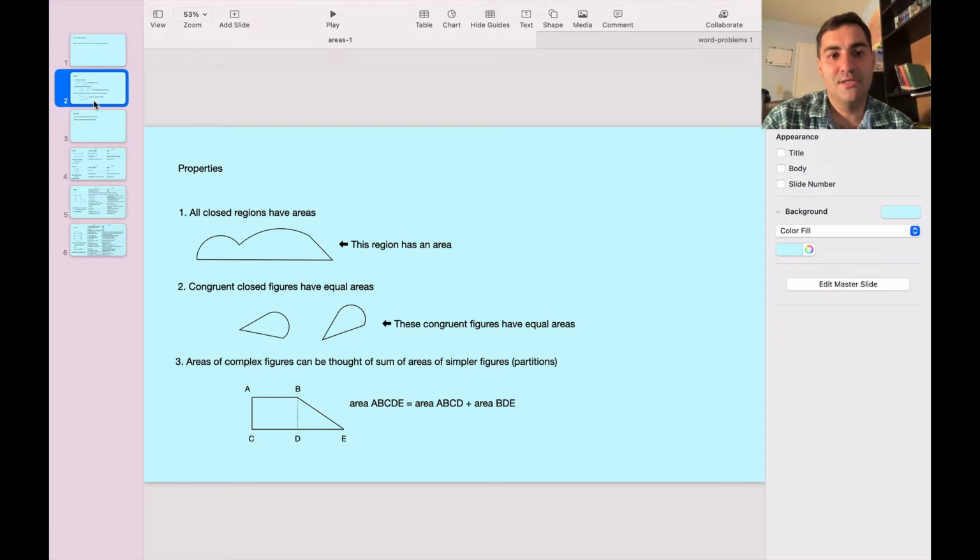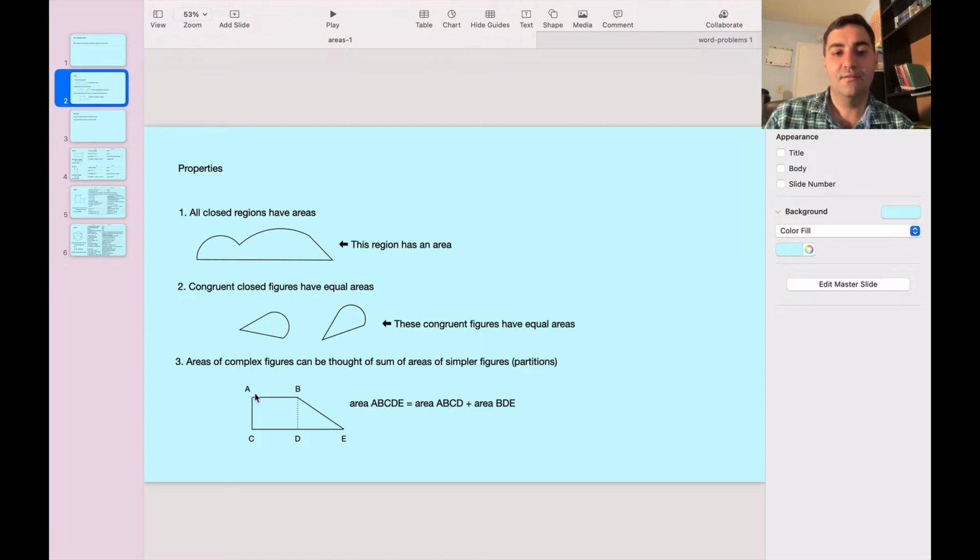All closed regions have areas. So this complex looking figure has an area. Congruent closed figures have equal areas. So if we look at these two ice cream shaped figures, and they're both congruent, then they both have equal areas.